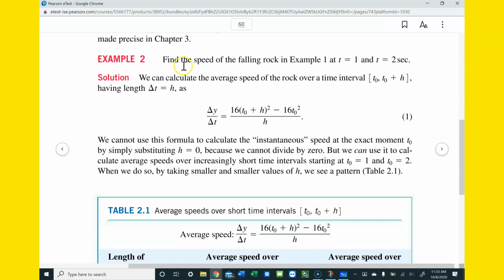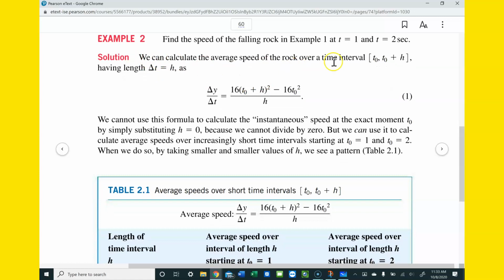So example 2. Find the speed of the falling rock in example 1, not the average speed between the 2 times, but the instantaneous speed at those 2 precise moments. So I want to find the instantaneous rate of change, the instantaneous speed at the moment that 1 second is on the clock. And then again at the moment that 2 seconds has hit the clock.